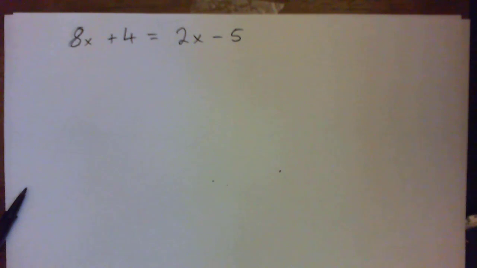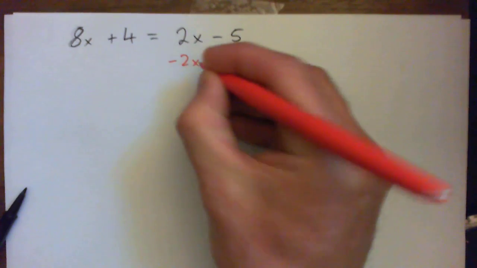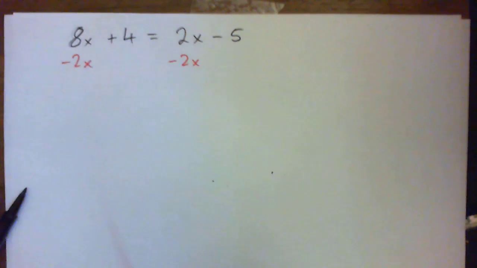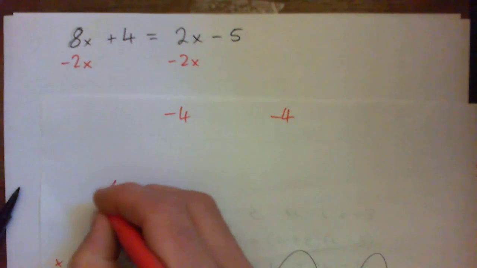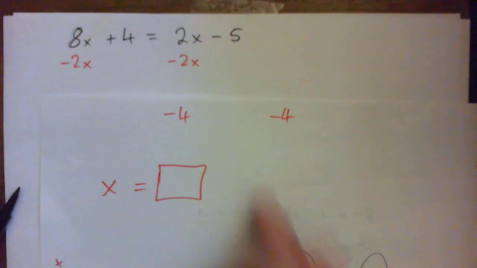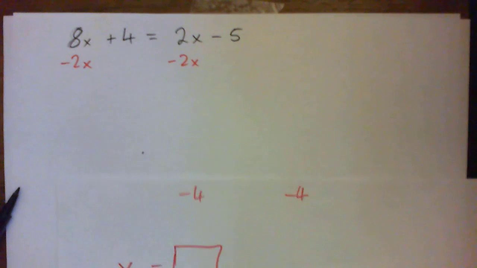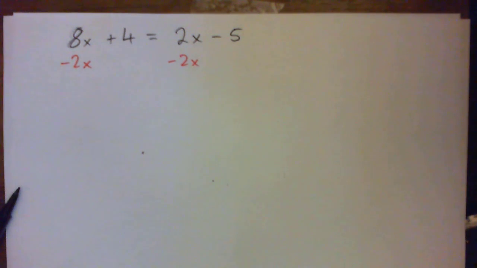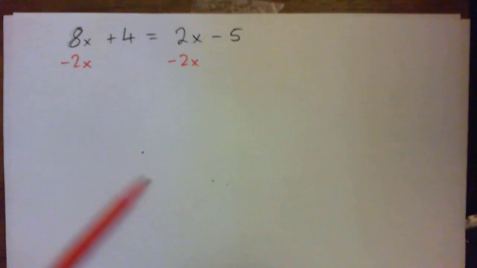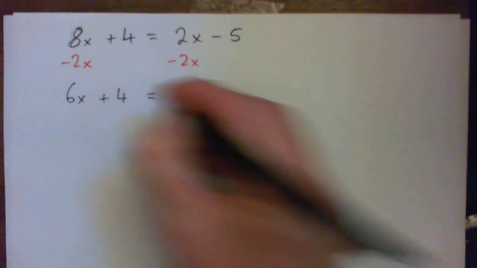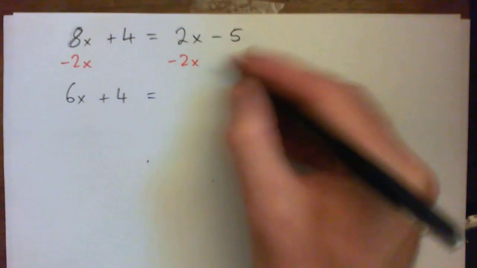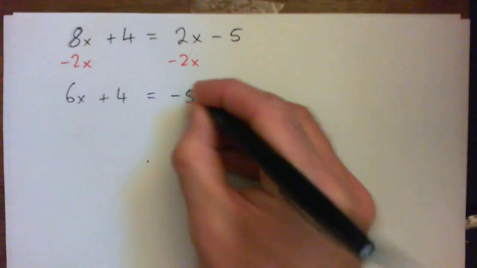Probably the simplest actually is to subtract 2x. But again, there's no correct way. You guys all have to figure out, how am I going to get x equals something at the end? That's the trick. In fact, I might just solve this 2 different ways. But in any case, let's just subtract 2x, because we got 6x plus 4 equals, and 2x minus 2x is 0, -5. Okay with that?